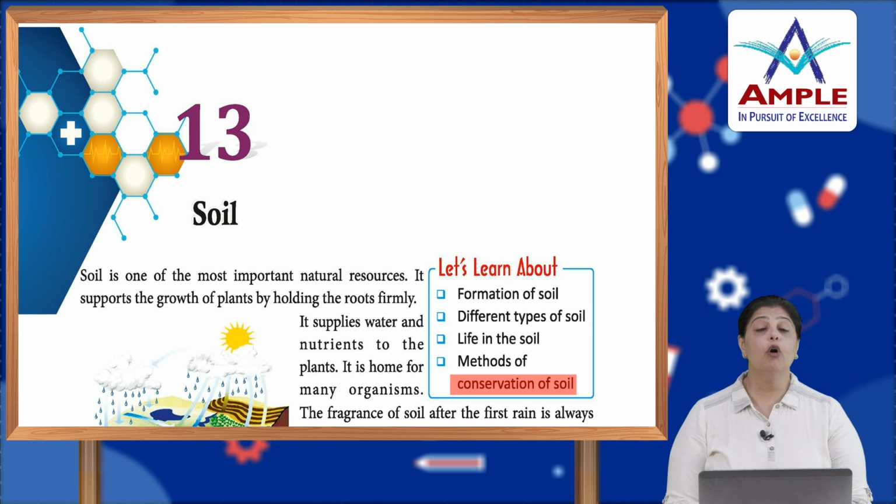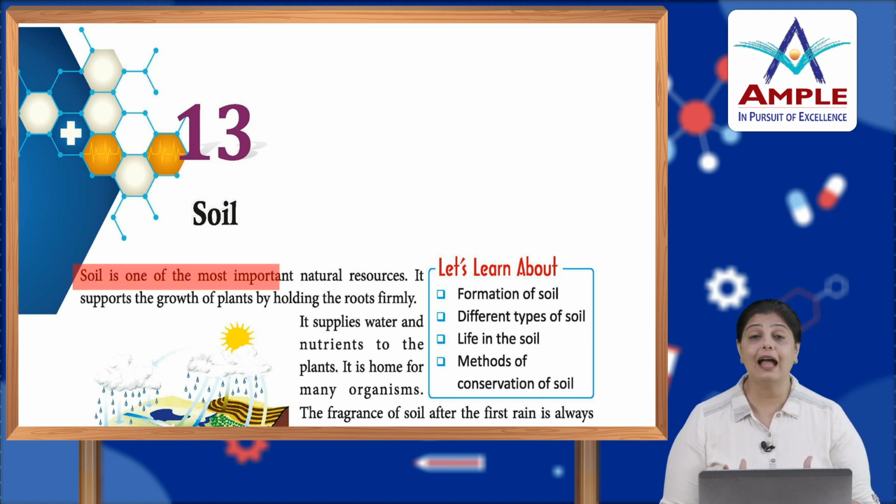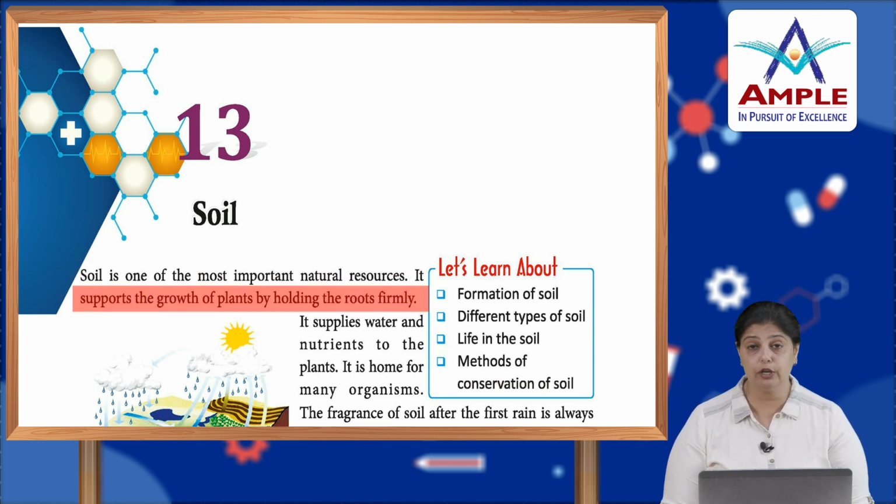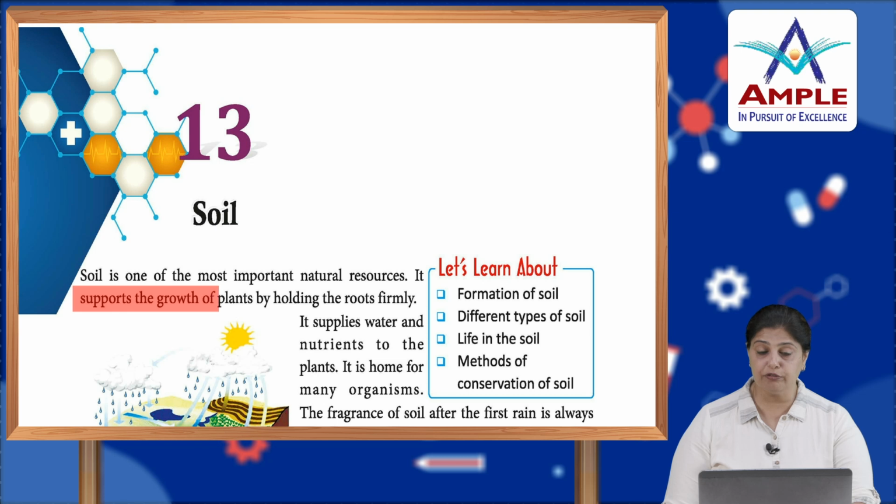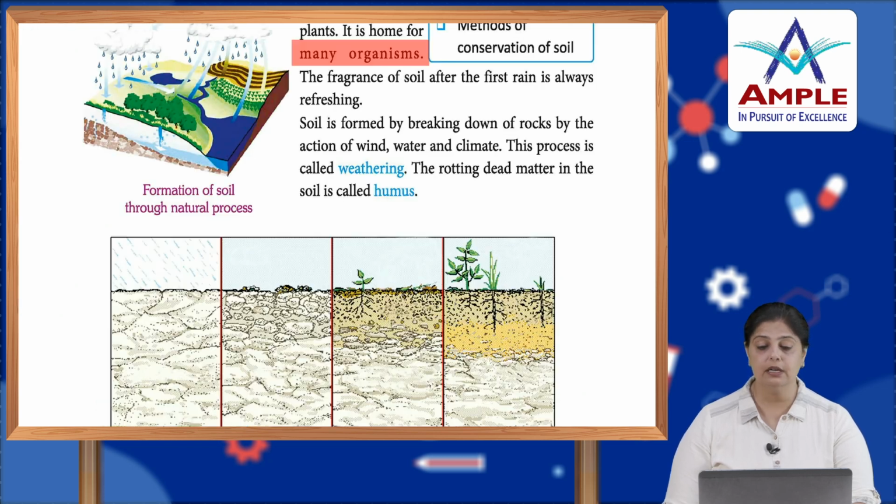Now we all know that soil is a natural resource on which crops are grown and many things happen. Soil is basically the surface of the earth. Soil is one of the most important natural resources. It supports the growth of plants by holding the roots firmly. It supplies water and nutrients to the plants. It is home for many organisms. The fragrance of soil after the first rain is always refreshing.